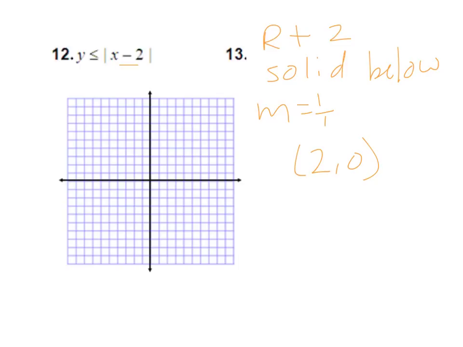I'm going to be moving right 2 because on the inside of the equation, it's going to be opposite. It's going to be solid because there's a line here. It's going to be below because y is less than the equation. Slope here is 1. When nothing is shown, it's always 1. So my vertex is going to be a positive 2, 0 with the solid line up 1 over 1, just like that. And it's going to be below the function, so below the line.